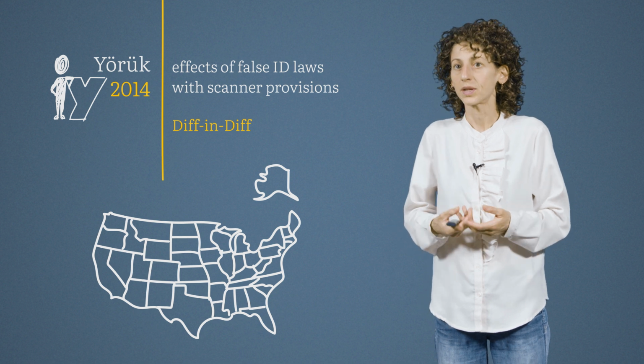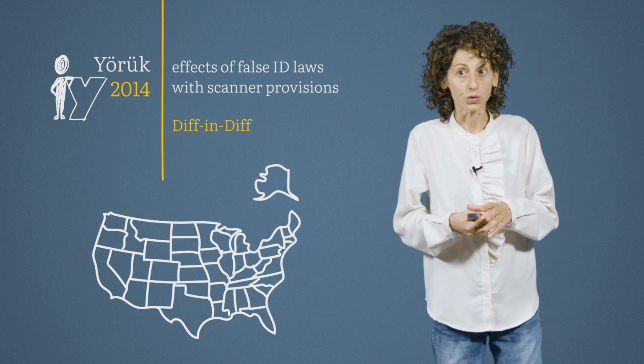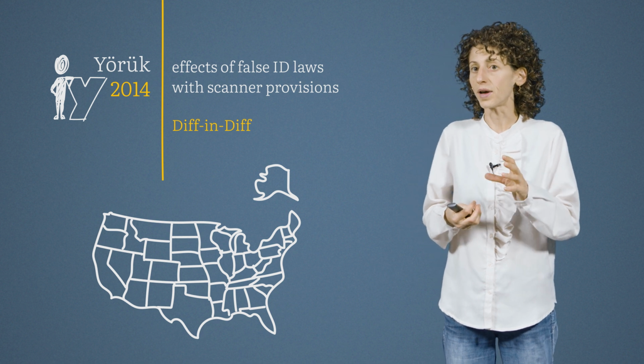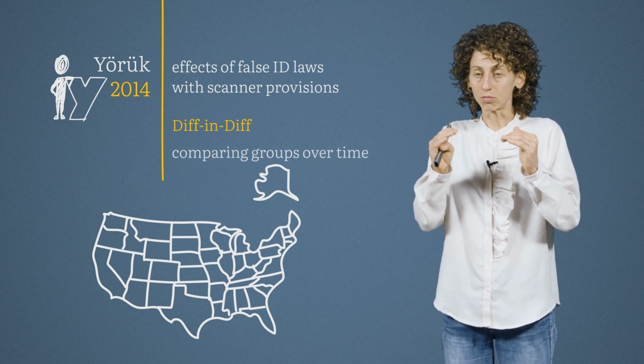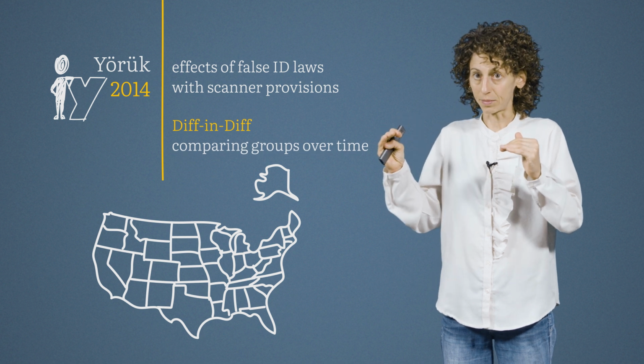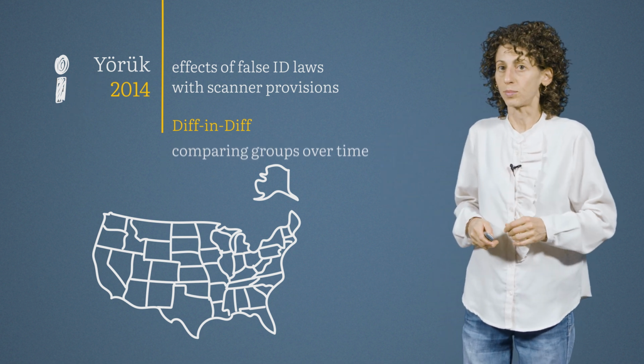What does this mean? Diff-in-diff is a statistical method often used in policy research to identify the effect of a specific intervention or policy by comparing groups over time. Let's see how it works with this example.